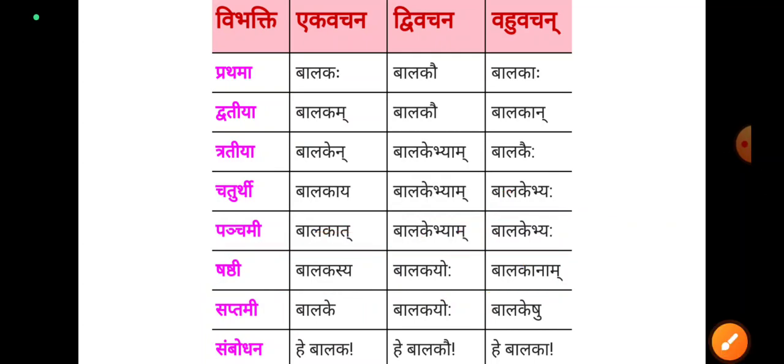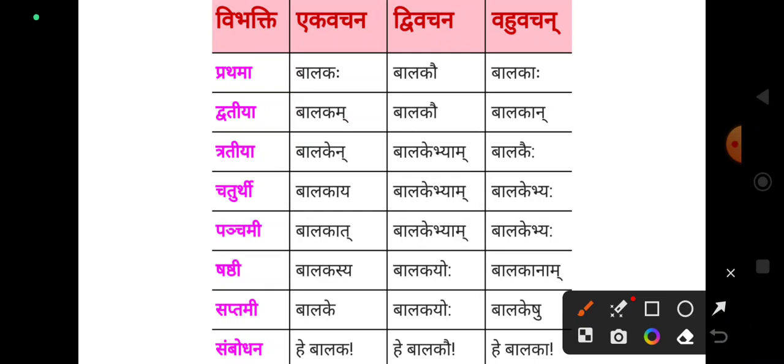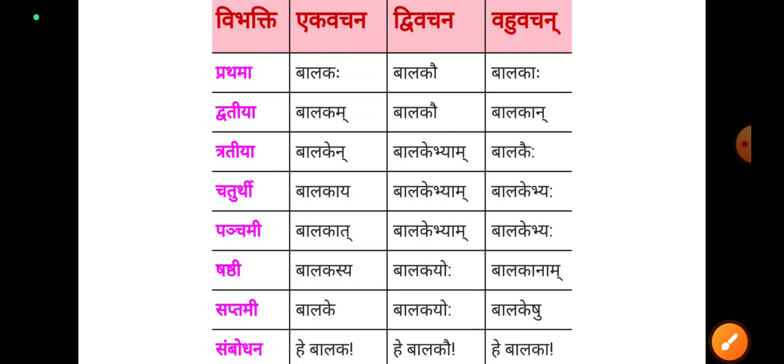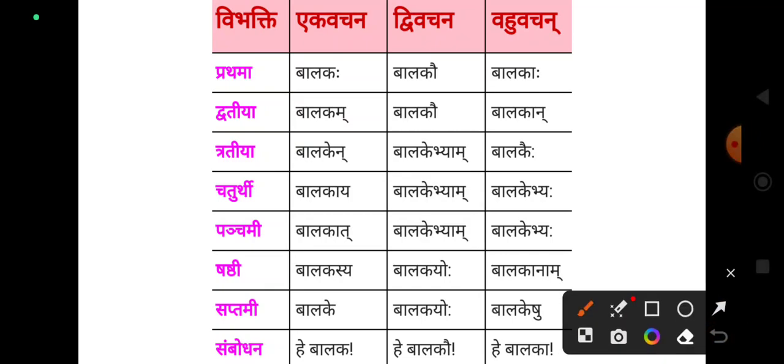Now coming to Saptami. You know that it is called Adhikarane Saptami. That means some place, some rights of that person. Balake, balakayoho, balakeshu: some rights, some capturing power of that person will come under Saptami Vibhakti. And the last, Sambodhana, is not a Vibhakti. Sambodhana means some word you are addressing to a person, like hey balaka, hey balakau, hey balakah. Prathama and Sambodhana are the same. You are addressing a person in a polite way, asking someone, and at that time you can use the Sambodhana Pada.